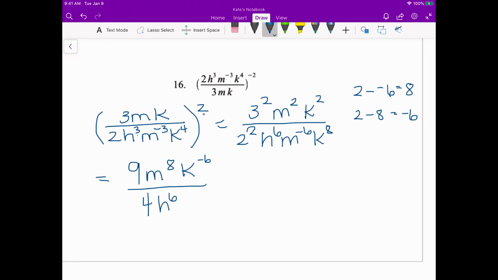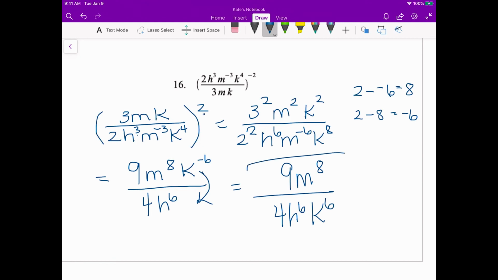So I still have a negative exponent, and I don't want any negative exponents. So we have one final step. I would have to take the reciprocal of the k to the negative 6 because of the negative exponent. So what that really does is it kind of just moves it to the denominator. So I end up with 9m to the 8th on the top over 4h to the 6th, k to the 6th in the denominator, and then that would be our final answer.